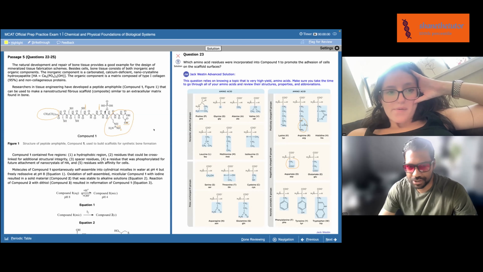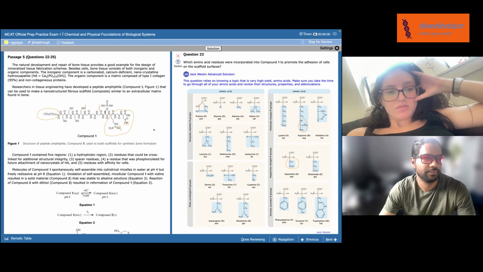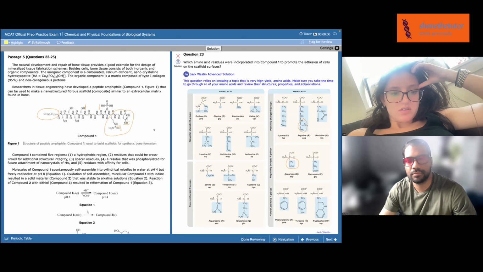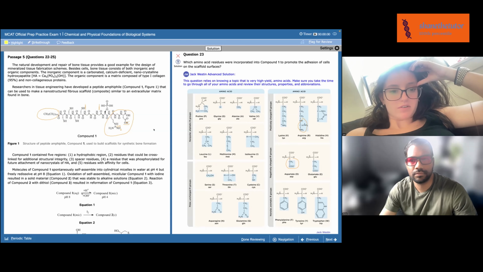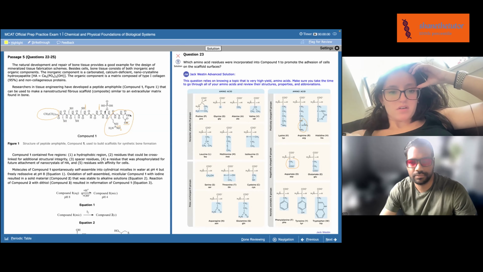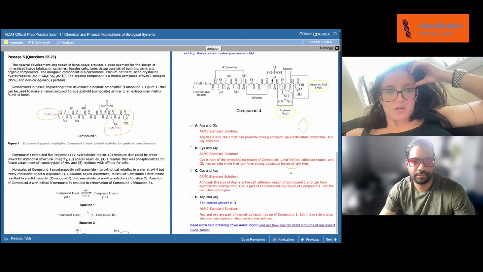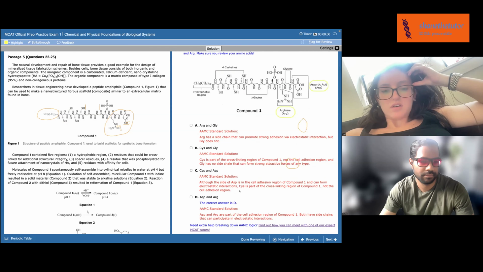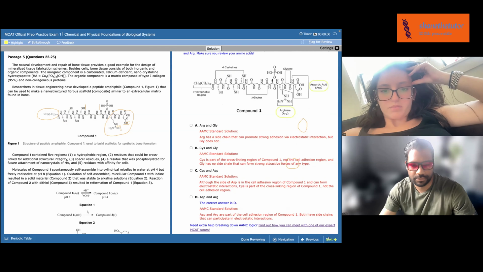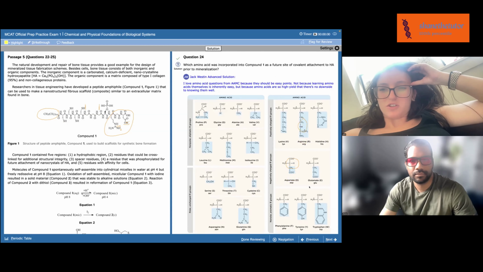What does that mean, adhesion of cells? That it would bind to the cells. Oh, residues with affinity for cells. Either aspartic acid or, oh, it's D. Both of them. Perfect.